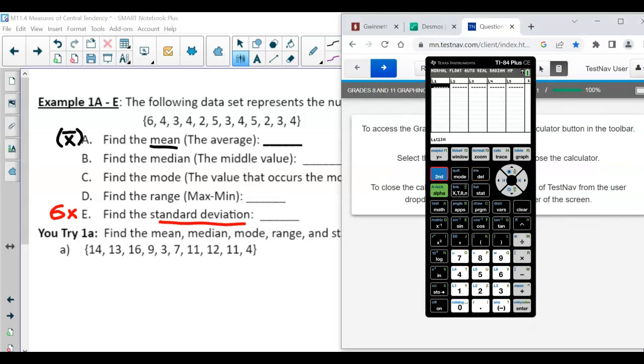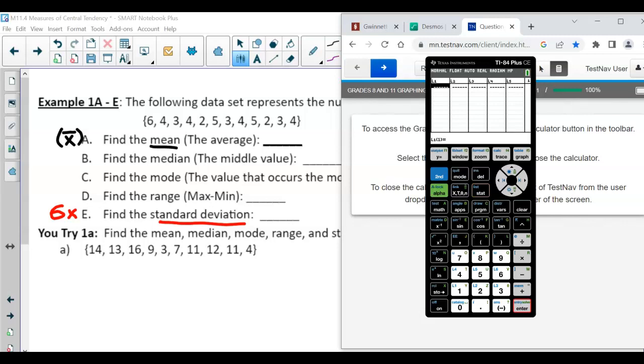Sorry about that. Let me get out of this so you can see. So we're going to go back to the beginning. Stat button right here next to on the second row. So you're going to click on the stat button and this is going to pop up. See how it's already highlighted edit? Then you're going to press enter to edit.